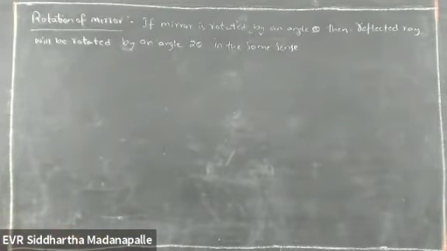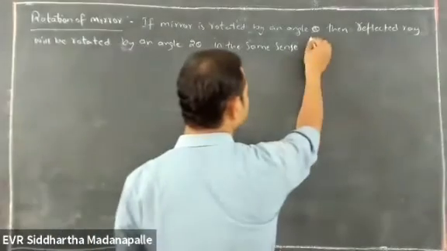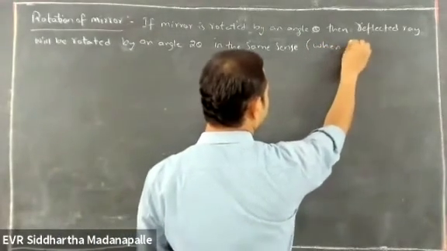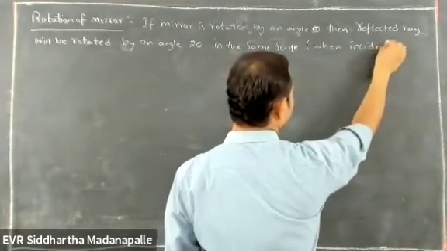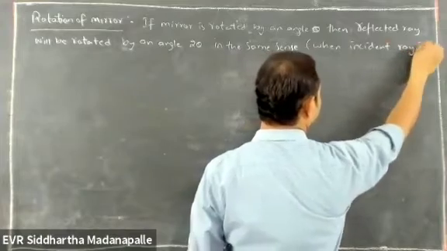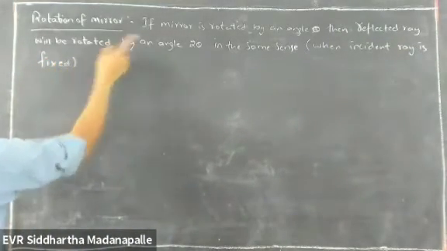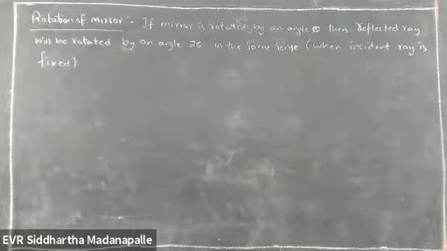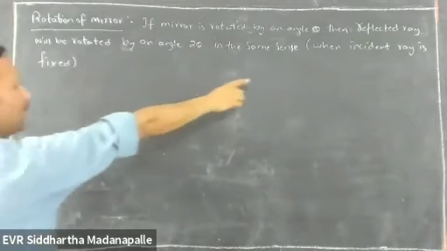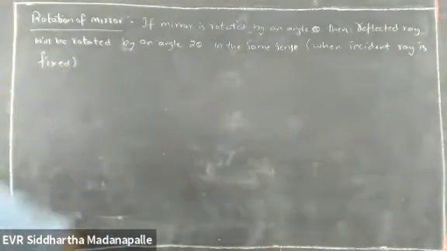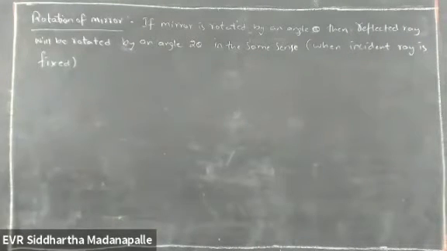Now here the necessary condition is that the incident ray is fixed. So here whatever we are writing, if the mirror is rotated by an angle of theta, then the reflected ray rotates by an angle of 2 theta in the same sense. This is possible only when the incident ray is fixed. Now let us see the proof for this one here.